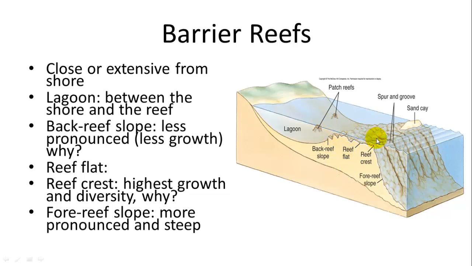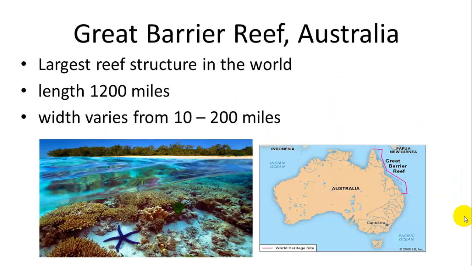The reef crest and flat, this is going to be the highest area of production. This is where you have the flow of nutrients. You're still close to the sunlight, so you have the least limiting factors at this area, so you have the highest diversity and growth. And then the fore-reef slope is very steep as it goes into the deep sea benthos.